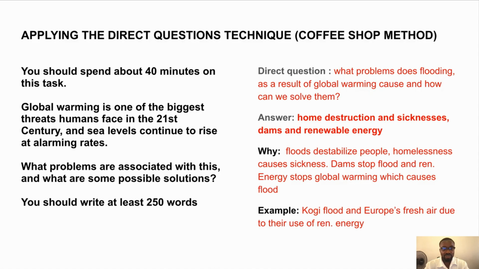So the IELTS expects that for anybody who is intending to travel, you should at least know topics that are as common as this, like global warming, topics that are a concern for the UN and the world. So you should know about global warming. Now, what's an example? Kogi flood and Europe's fresh air due to their use of renewable energy.